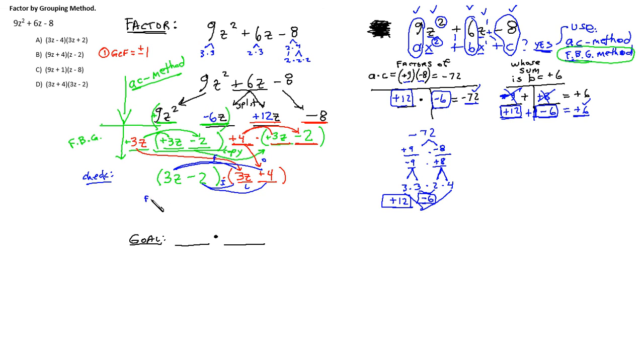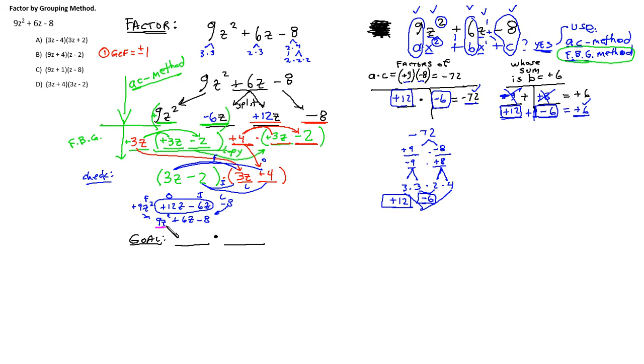So the F in FOIL gives me positive 9z squared. The O in FOIL gives us positive 12z. The I in FOIL gives us negative 6z. And the L in FOIL gives us negative 8. These two terms are like terms, which leave us with positive 6z. And there's no other like terms: 9z squared plus 6z minus 8. No other like terms to combine. So we're going to compare these now to the original polynomial. They should have regenerated. These two factors should have regenerated all the terms in the original polynomial.